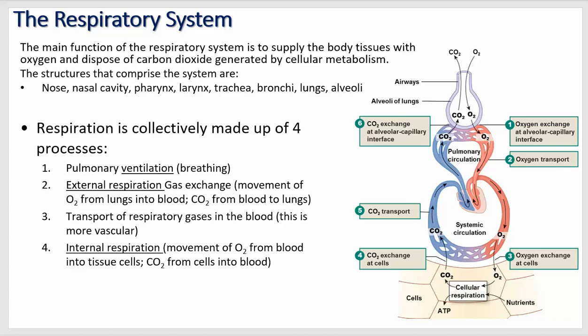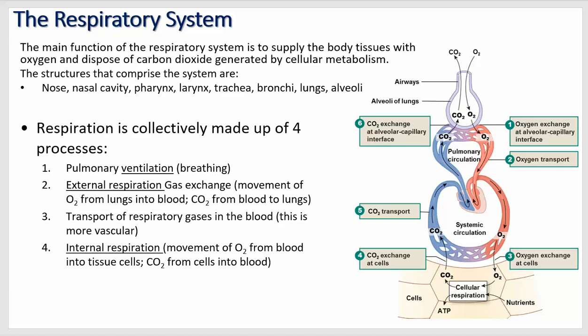So collectively it's made up of four processes: ventilation, which is breathing; external respiration. External respiration is in the lungs, so you're exchanging gases with the environment. We pull environmental air into our lungs, and then that exchange takes place in the alveoli, those little sacs in our lungs, and that's external respiration. Even though it's in the lungs, it's still with the external air, outside air.